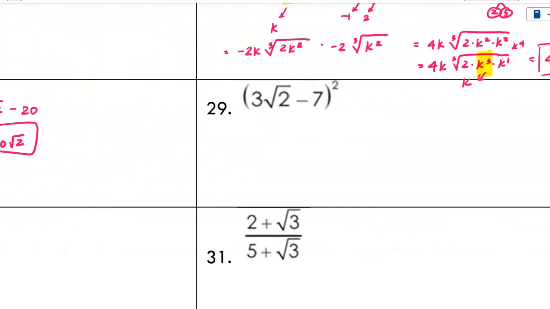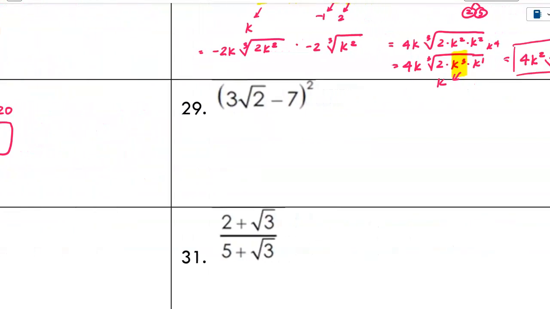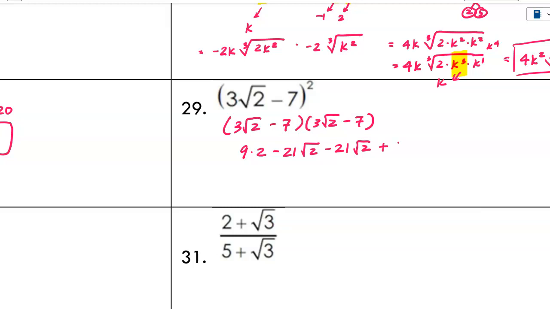Okay, good job. Okay, let's go ahead and expand this. 2 minus 7, square root of 2 minus 7. Okay, first, multiply the first. So 3 times 3 is 9 times square root of 2 times square root of 2 is 2. And then minus 21, the square root of 2 minus 21, square root of 2. And then plus 49.